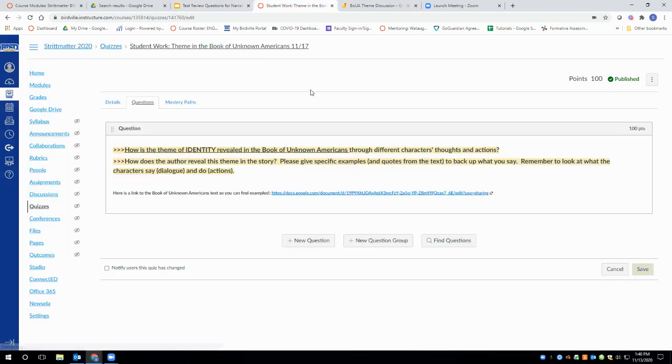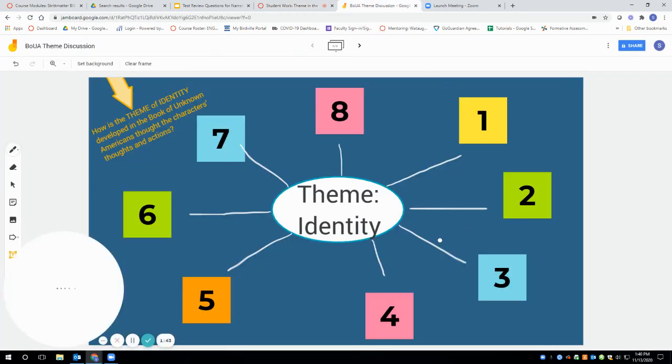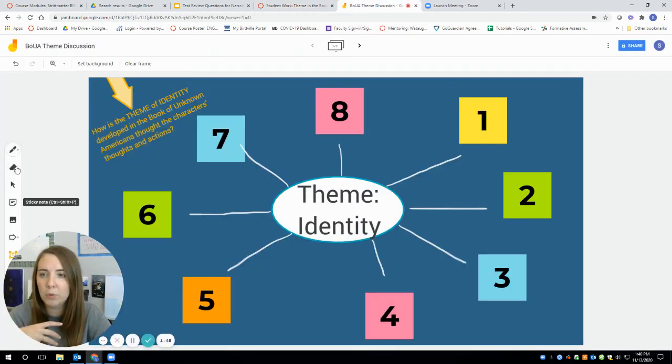So for this question, we are very specifically looking for some examples. And because it's been about a week since we last read the story, I want to go through some of those examples for you so you can pick one or two and make them your own. So during the story, The Book of Unknown Americans, let me see if I can get this to work.